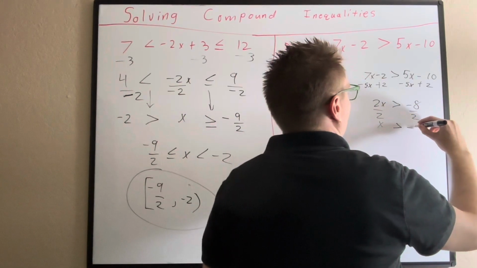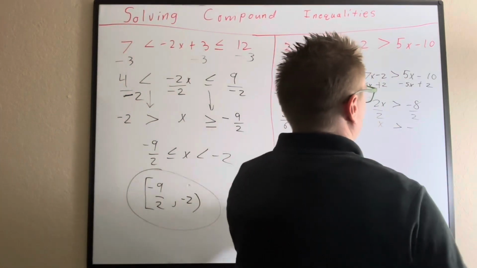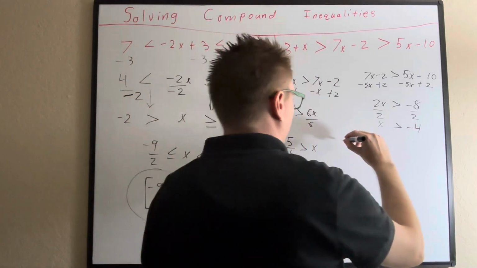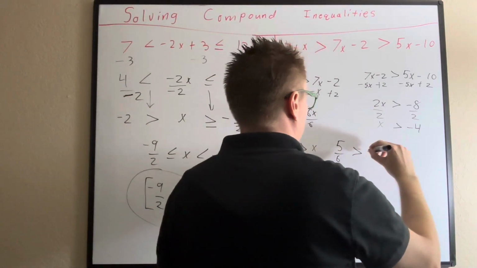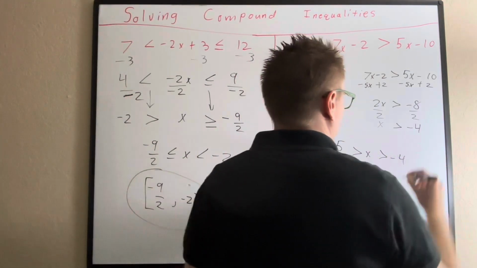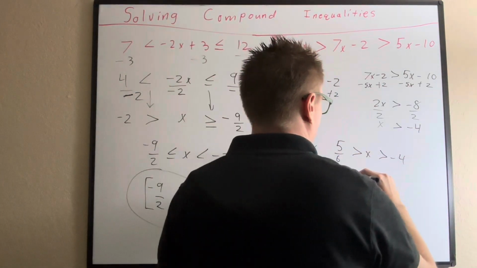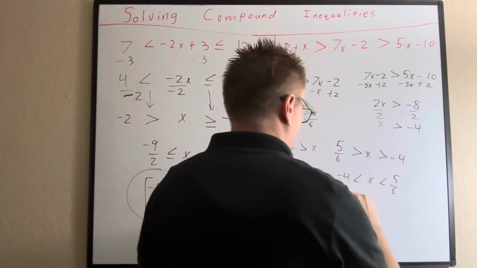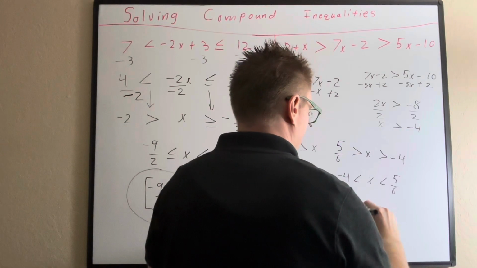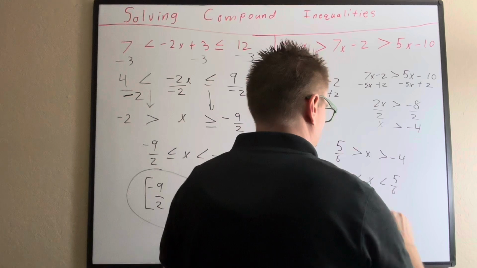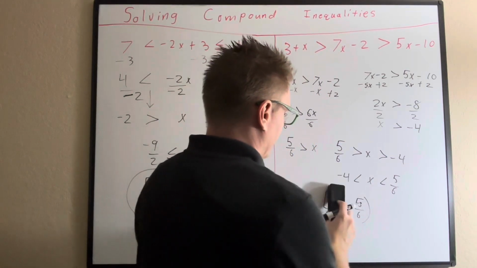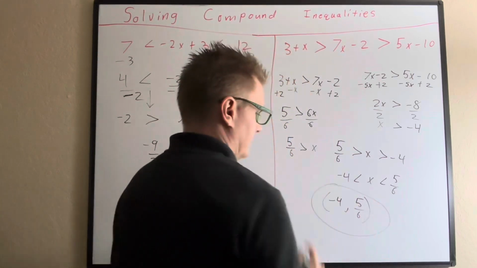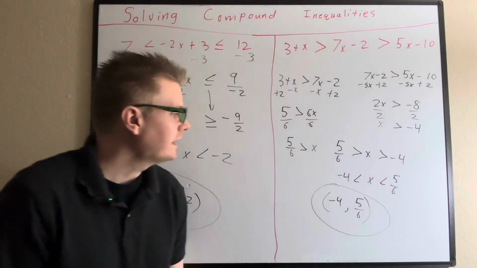X is greater than negative 4. Okay. And we can combine those again. 5/6 greater than x, greater than negative 4. Flip it around. Like to have our smaller number on the left. And interval notation. Oh, no brackets this time. Just parentheses, like it's a point on the coordinate plane.